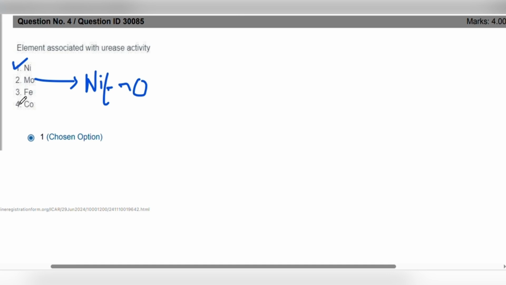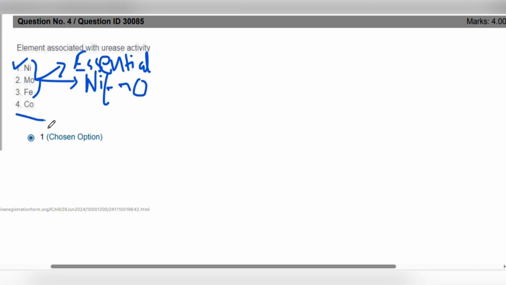And iron is also essential for many enzymes. Here, the first three options, as you can see, all three are essential nutrients. All three are essential and all three are micronutrients. Nickel, molybdenum and iron, all three are essential micronutrients required for plants.